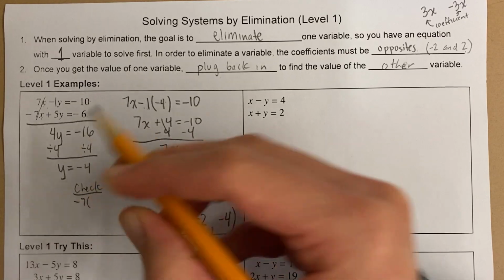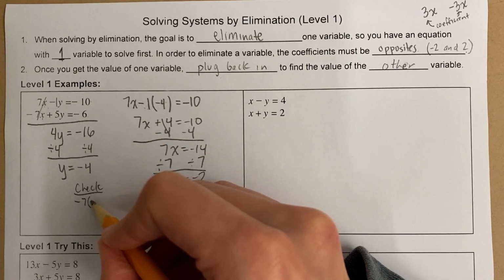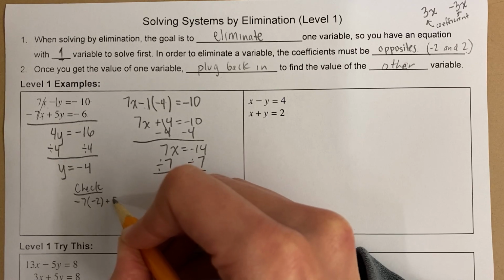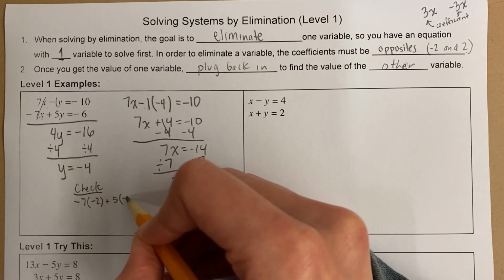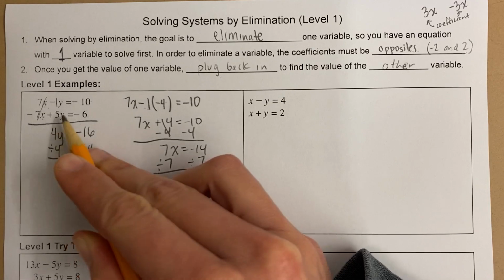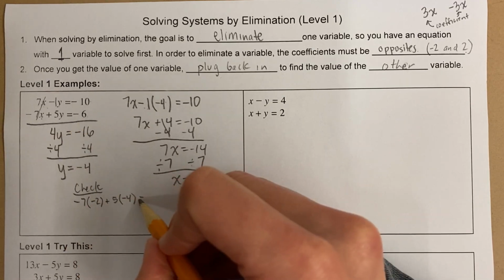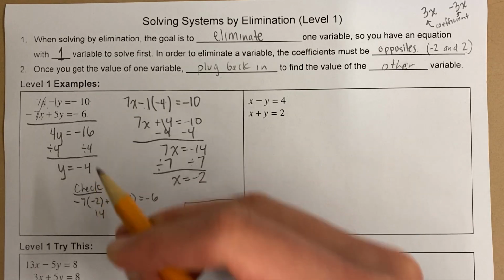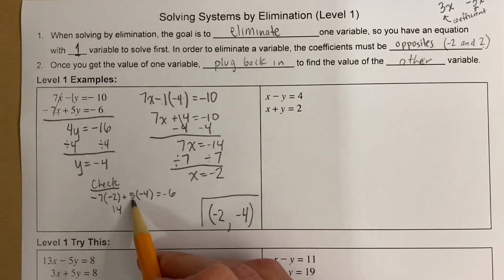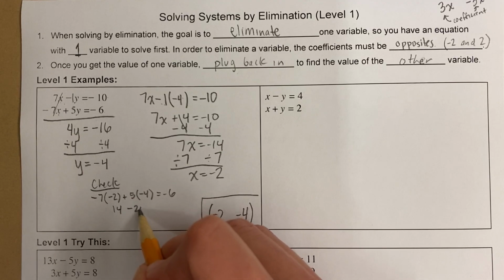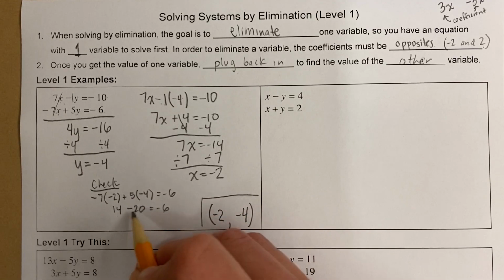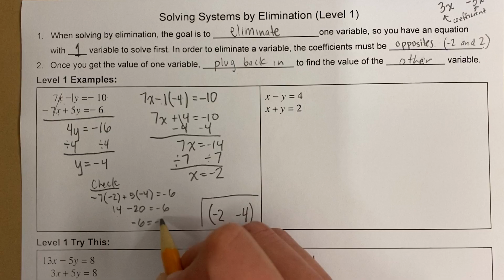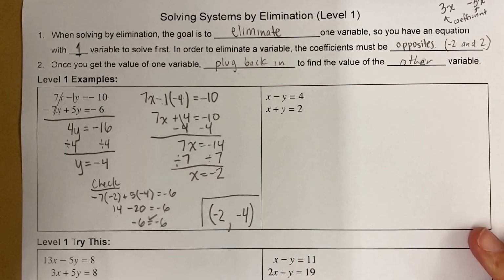So I have negative 7. I got my x value is negative 2. Plus 5y, so 5 times my y value. And let's just make sure this works. Negative times negative is positive. This is 14. And then this is 5 times negative 4 is negative 20. And is 14 minus 20, does that equal negative 6? Sure does. So my answer looks good.